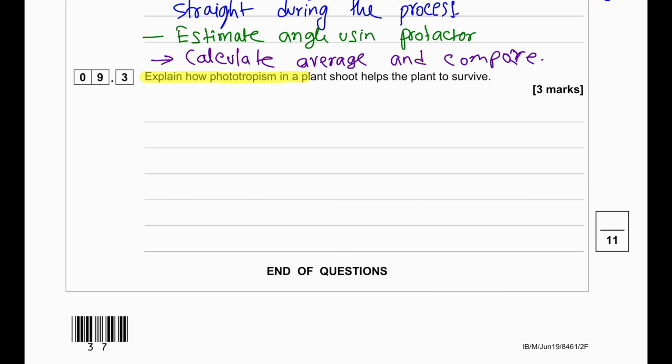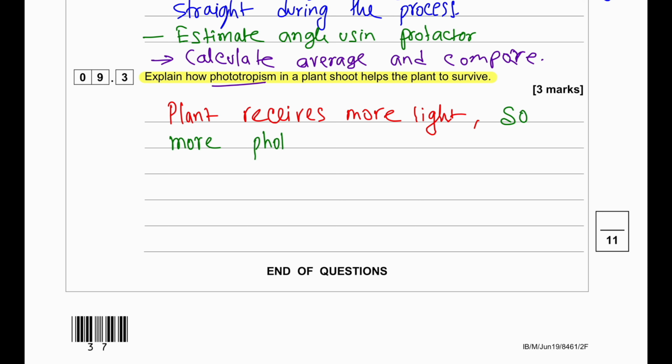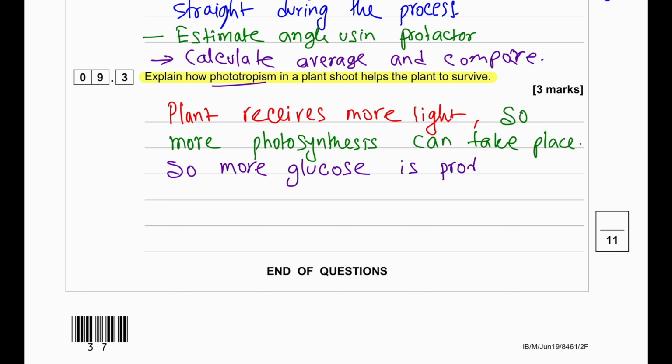Explain how phototropism in a plant helps the plant to survive. When a plant shows phototropism, the plant receives light from one side. So there is more photosynthesis on that side. So the plant produces more glucose if it can bend towards the side which provides more light for photosynthesis.